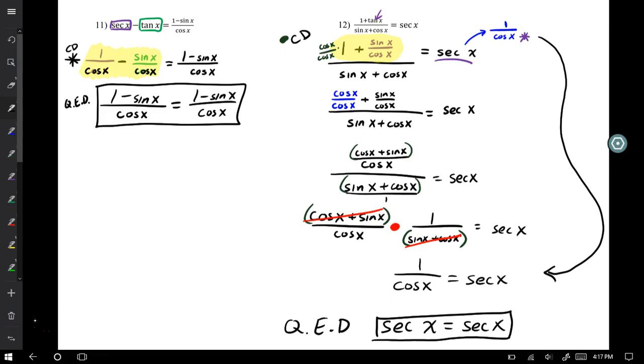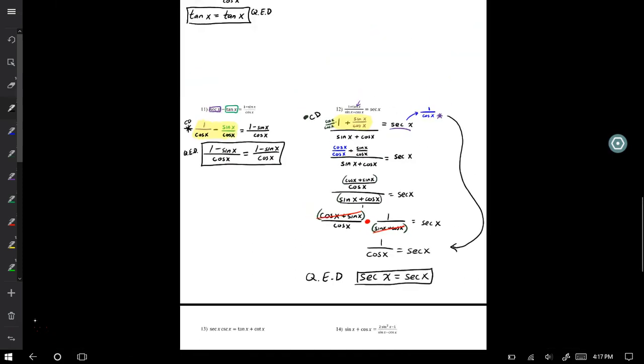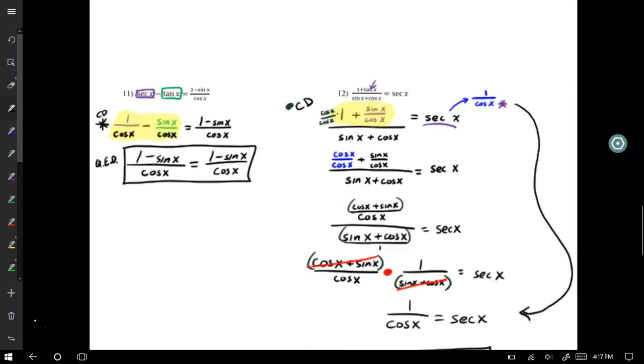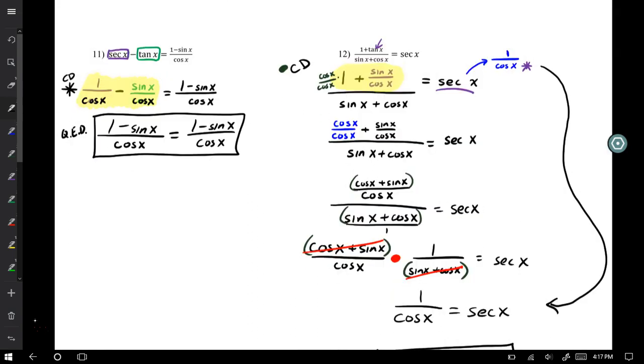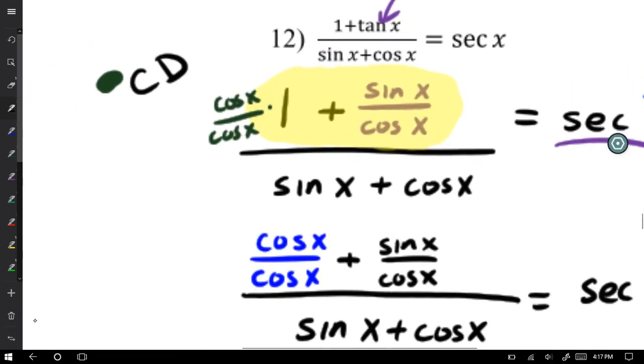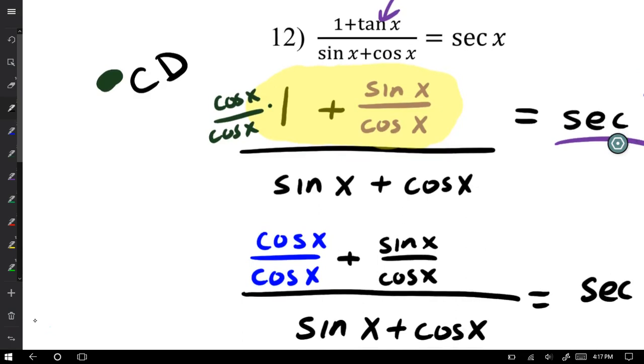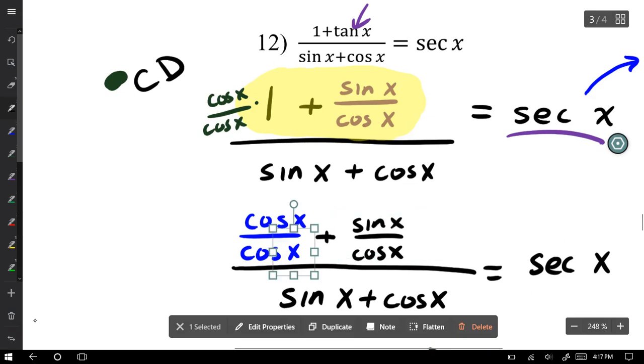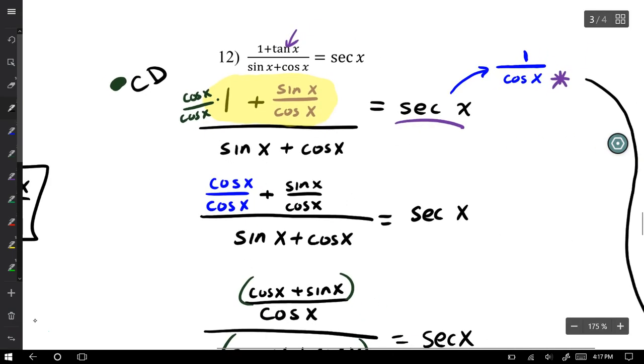1 plus tangent of x over sine of x plus cosine of x equals secant of x. Now this one you would say is probably more complicated on this entire side when it comes to 9 through 12, and I'm going to agree with you. 12 is probably the harder one between them. But we should notice some themes here. I am adding to a fraction, so I better find a common denominator, and when I do find a common denominator, I better merge them together into one fraction, and that's exactly what I did.